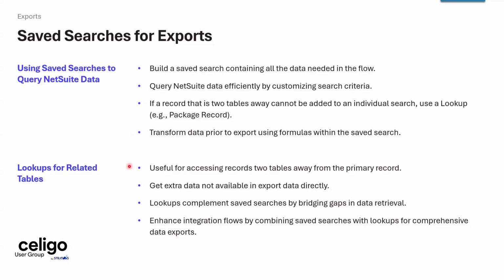Lookups are useful for accessing records 2 tables away from the primary record. You can get extra data that's not available in the export data directly. Lookups complement save searches by bridging gaps in data retrieval and enhance integration flows by combining save searches with lookups for comprehensive data exports. And a lookup also uses a save search, so you can tailor the information that is pulled out of NetSuite with that lookup step.